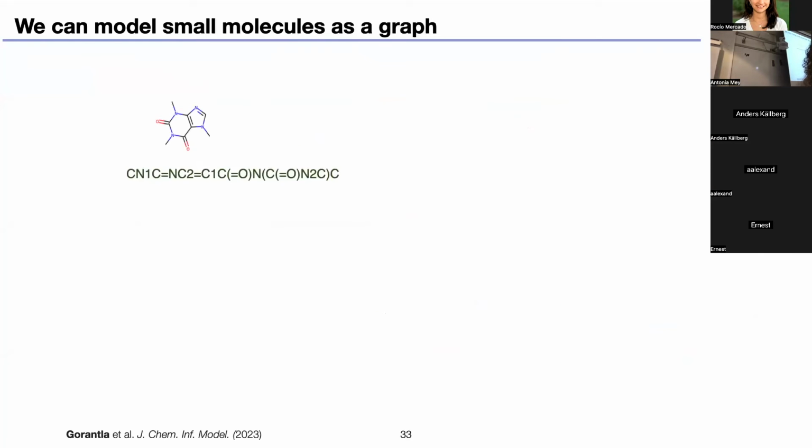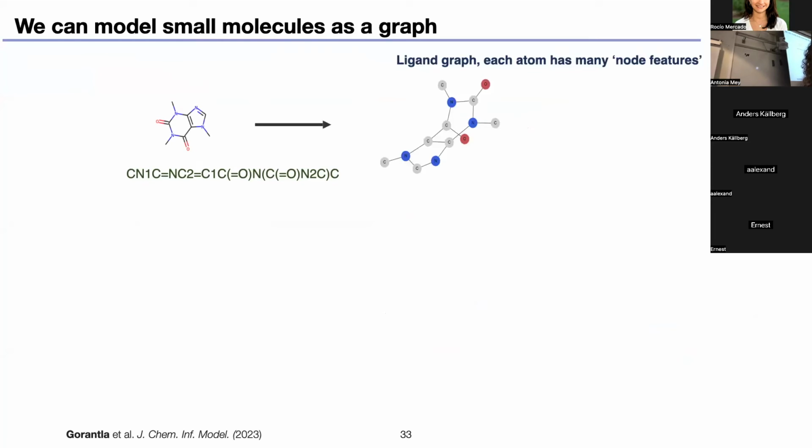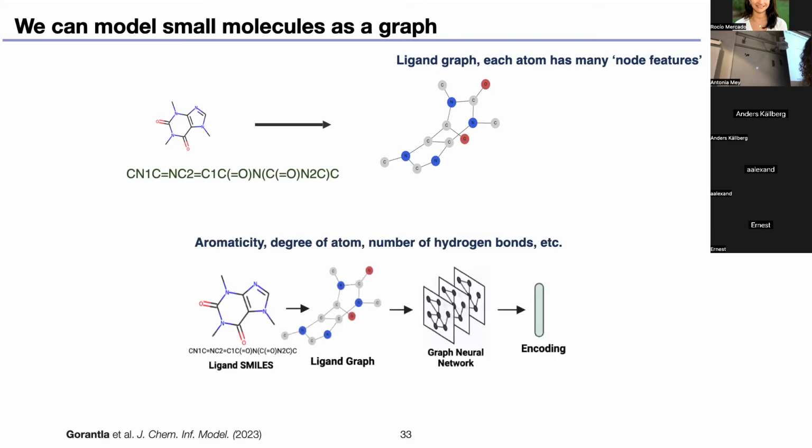Even if you have a 1D SMILES string, which is a 1D representation of this 2D structure, you have connectivity. Your atoms are connected by bonds, and that can be reflected again in your graph. But in addition, rather than just having the connectivity, you can also give it node features. Node features would be things like aromaticity, degree of an atom, number of hydrogen bonds, and so forth. So again, you can encode your ligand in this way.